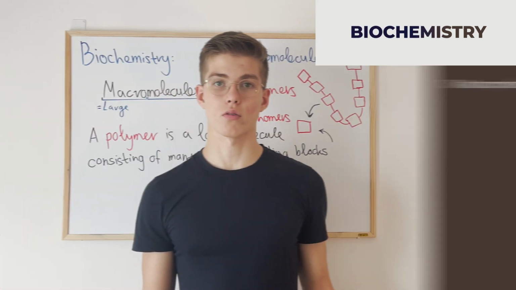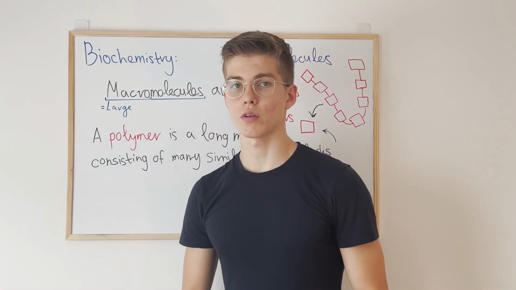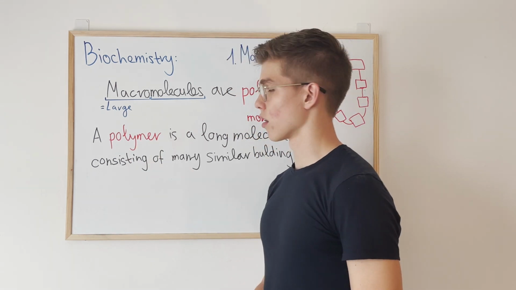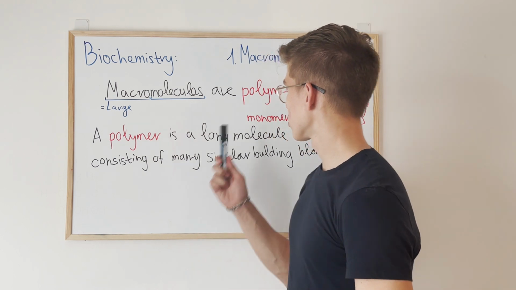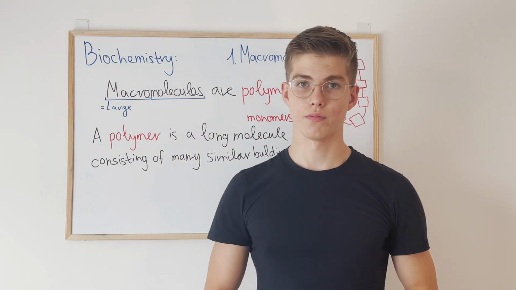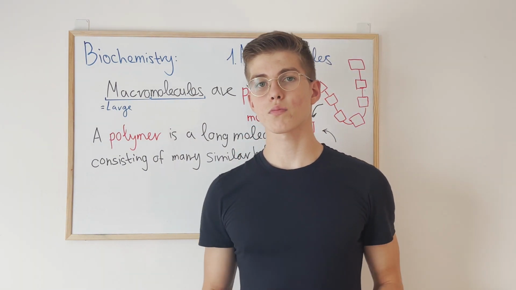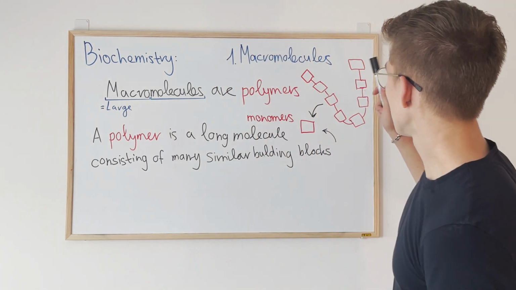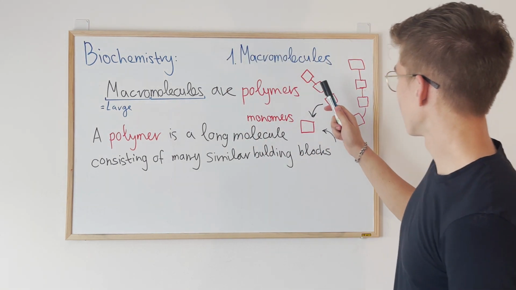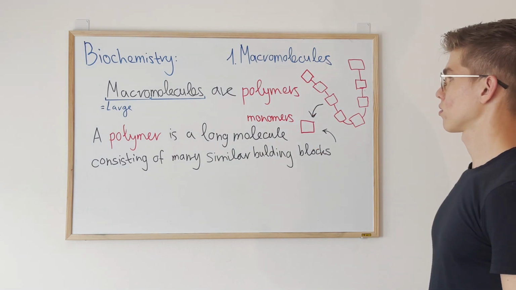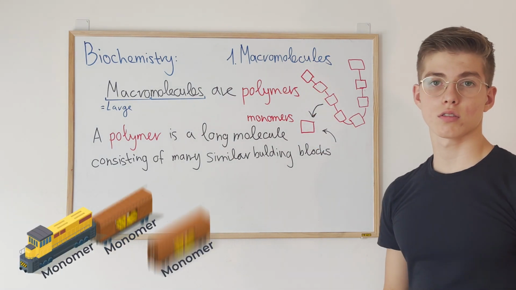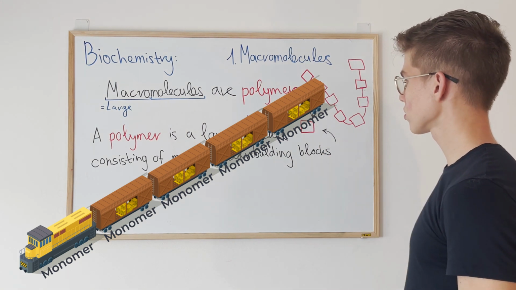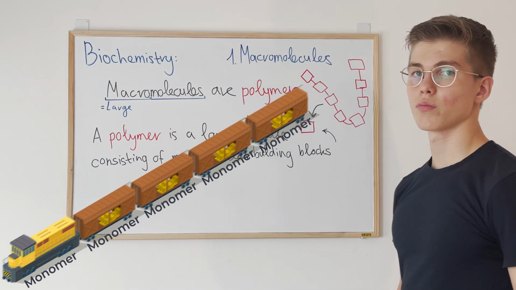What is a macromolecule? If we break down this word, we can understand that this is basically a large molecule, which is also a polymer. Now, what is a polymer? A polymer is a long molecule consisting of many similar building blocks, like a train consists of cars. And these building blocks are called monomers.